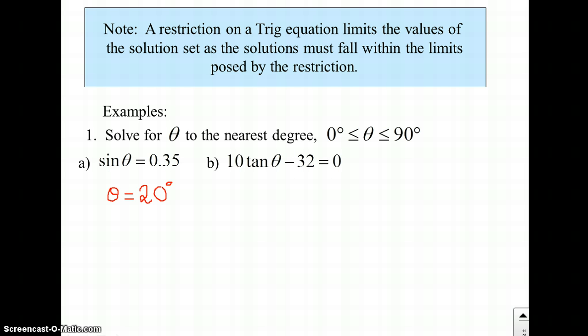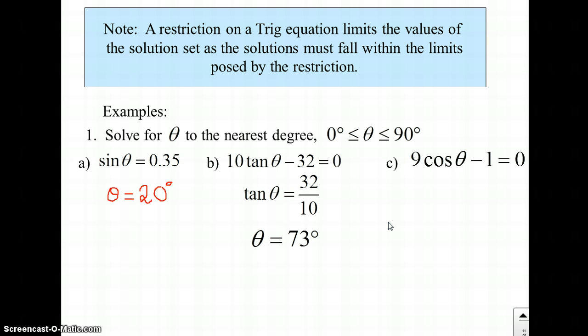If I look at something like 10 tangent theta minus 32 equals 0, I want to solve this equation for tangent theta. So I'm going to add 32 to both sides, move 32 over here, and then I'm going to divide by 10. So a pretty simple equation. Tangent theta would equal 32 over 10. How do I solve that? Second function tangent, 32 divided by 10. We get an angle of 73 degrees. Now, if you're not getting these angle measures, make sure you change your calculator's mode into degree mode. If it's in radian measure, it will not work.